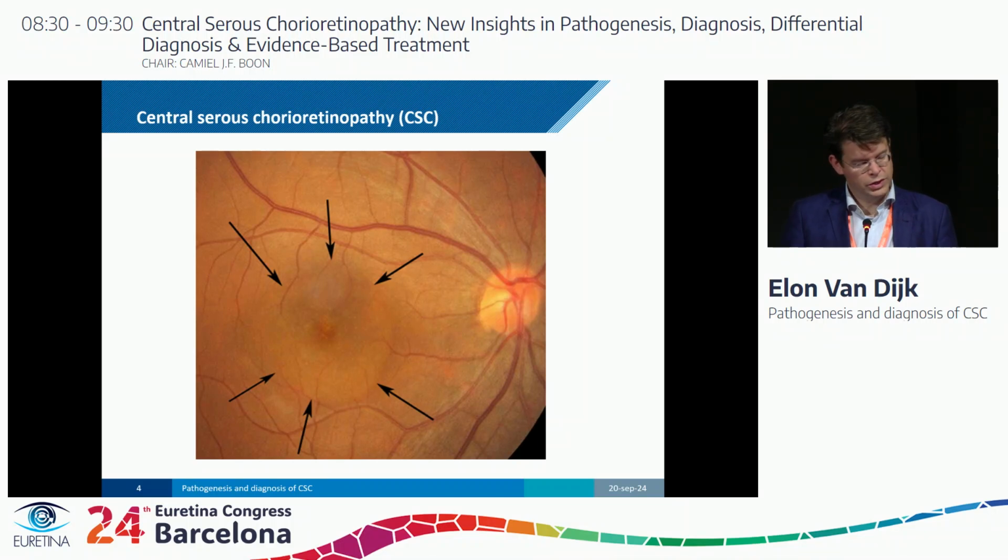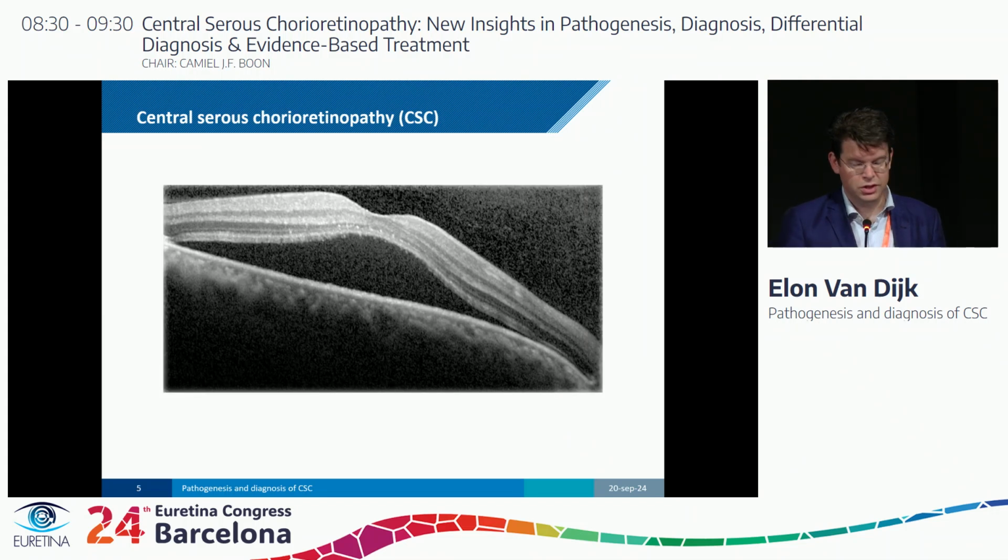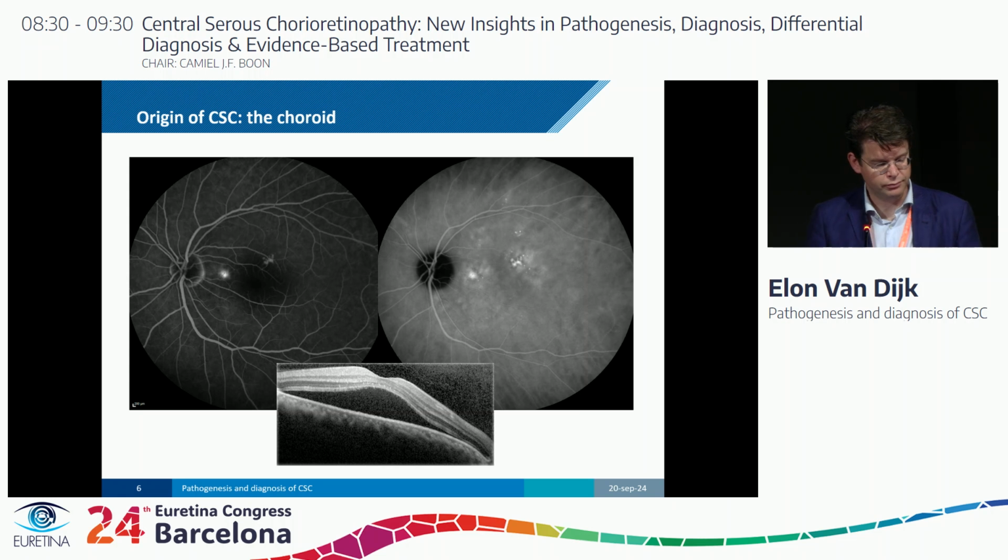And when you do fundoscopy, it can be quite difficult to see where the fluid is. So OCT is, of course, very helpful, also because OCT can show you signs of chronicity. For instance, if there is a lot of accumulation under the retina, it could be a sign of chronicity, and also the extent of RPE changes, as well as the aspect of the choroid. And I'm going to dive deeper into that later on.